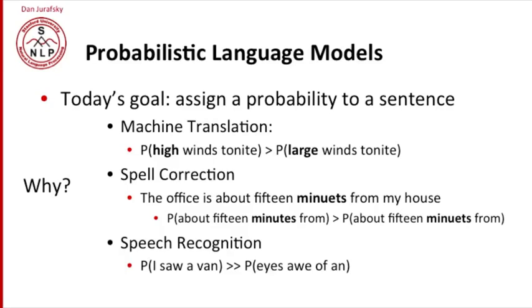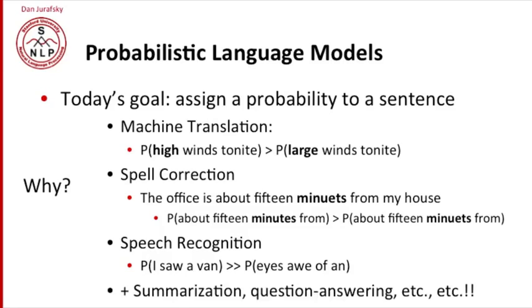And in speech recognition, a phrase like "I saw a van" is much more likely than a phonetically similar phrase, "eyes awe of an," which is much less likely to have that sequence of words. And it turns out language modeling plays a role in summarization and question answering, really everywhere.